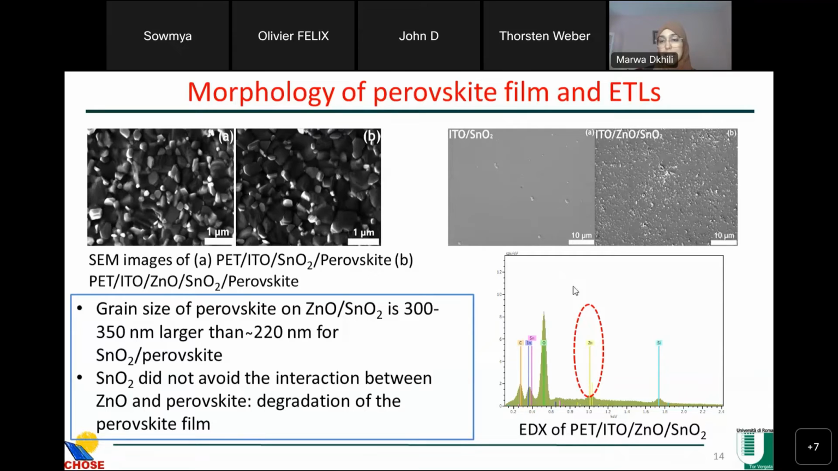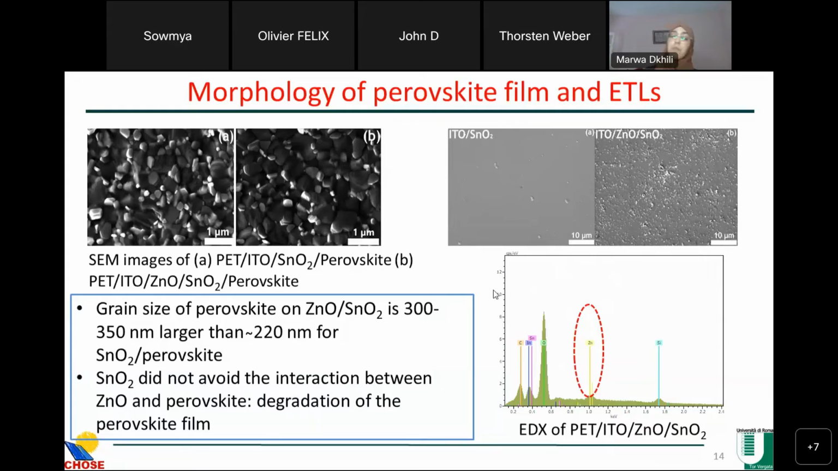For the EDX analysis, it reveals that on the surface of the zinc oxide tin oxide, there is presence of zinc. So confirming that the tin oxide overlay did not completely avoid direct interaction between the perovskite films and the zinc oxide in the layer, leading to the perovskite interaction because of the hydroxide groups on the surface of zinc oxide. So here it explains the poor stability of the zinc oxide tin oxide bilayer.